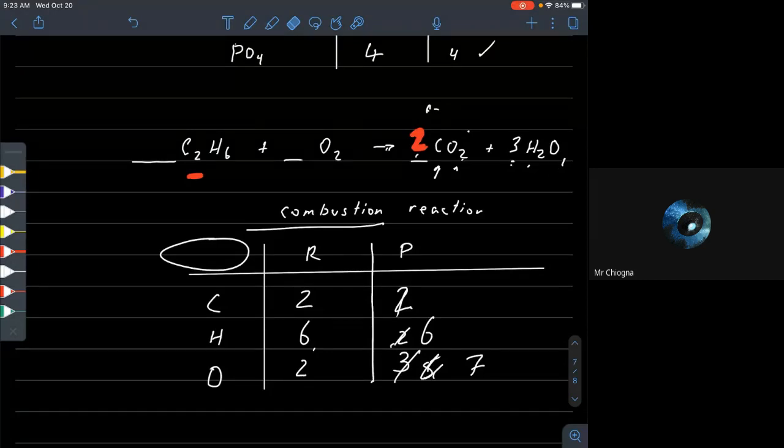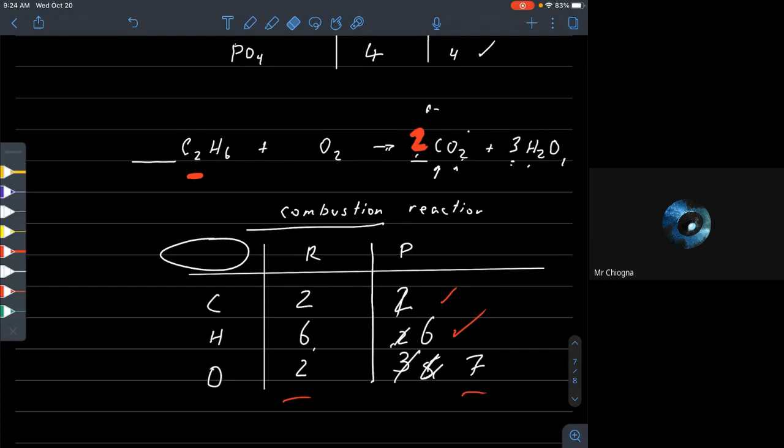Okay, so far let's do a checklist. 2 carbon, check. 6 and 6 hydrogen, check. This is not balanced. I got to put a number in front here. What multiplies with 2 to give 7? Before you say anything about 14, what number multiplies with 2 to give 7? Half of 7 is? Yeah.